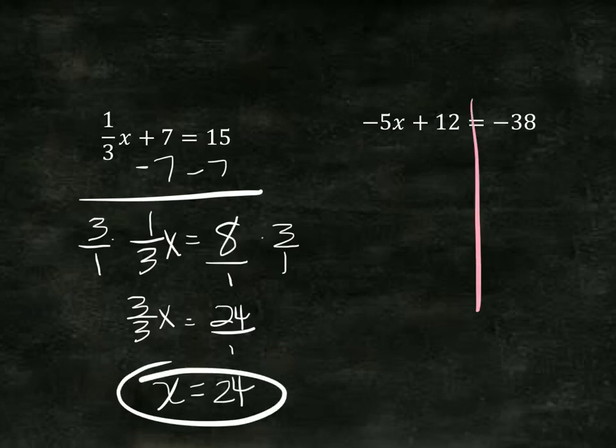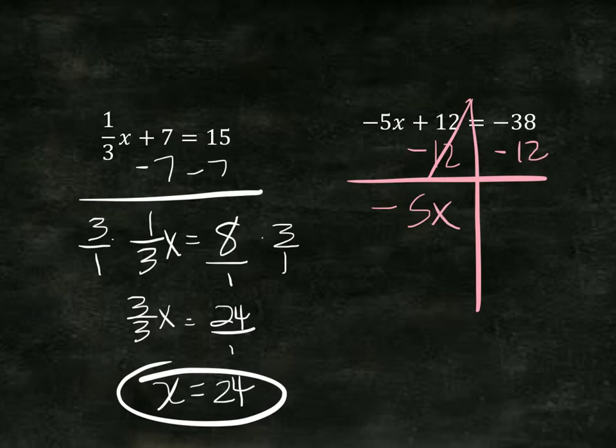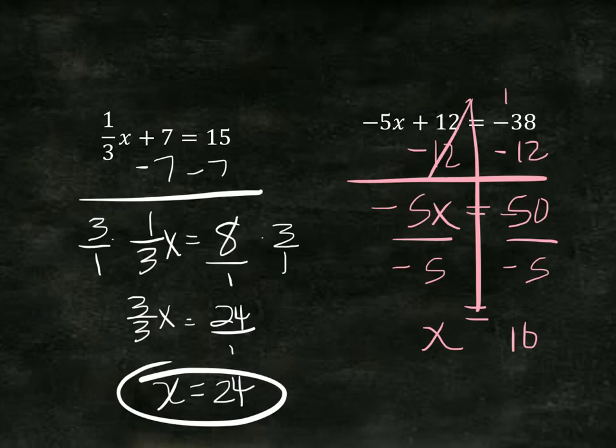Over here on the right side, my first step is going to be to subtract 12 from both sides, giving me negative 5x equals negative 38 minus 12. These numbers have the same sign, so I'm going to add them and keep their sign. 8 plus 2 is 10, carry the 1. 1 plus 3 plus 1 is 5, and we're going to keep that negative. To finish it out, I'm going to divide by negative 5. Negative 50 divided by negative 5 is positive 10. That looks like a 16. I'm very sorry. There we go.